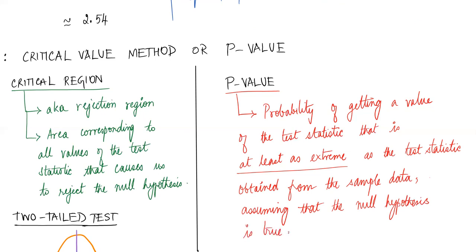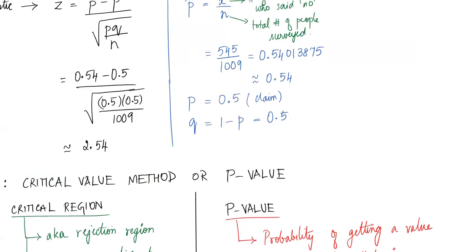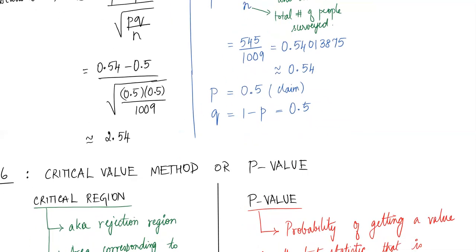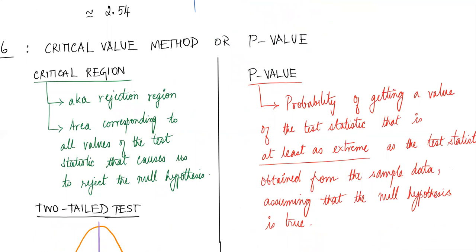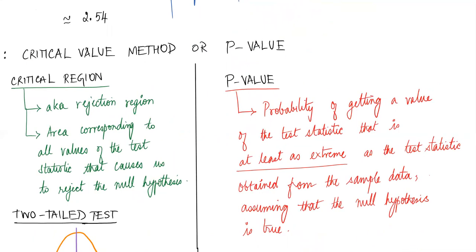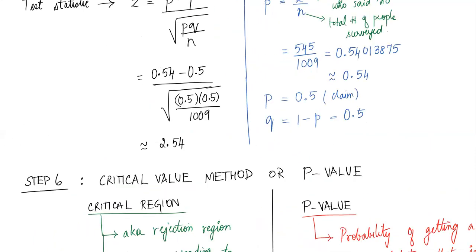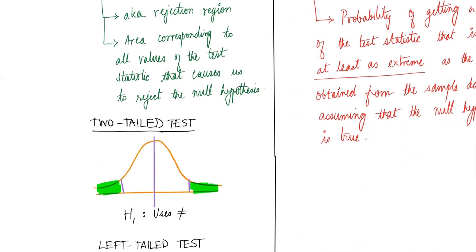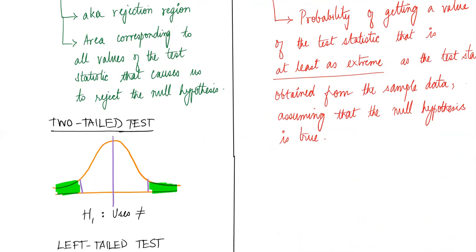Read it again. The probability of getting a value of the test statistic that is at least as extreme as the test statistic obtained from the sample data. So if you go back to the previous step, we got a test statistic of 2.54. So this p-value is obtained from the table, and we want to see if that table value or the calculated value from the calculator is at least as extreme as this value you got from step 5. And this is with the assumption that the null hypothesis is true. When we do a problem, you begin to see that this all makes sense.